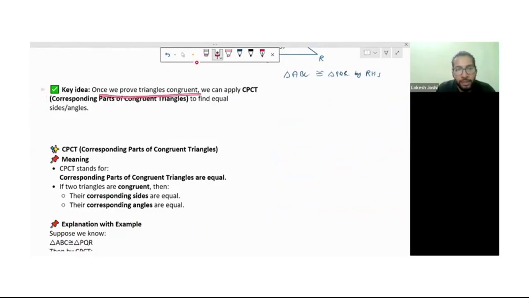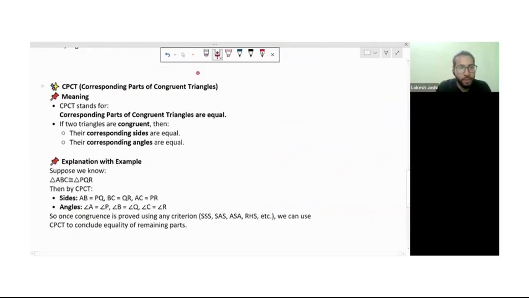Once we prove triangles are congruent, we can apply CPCT. So what is CPCT? Its full form is corresponding parts of congruent triangles. It means if two triangles are congruent, then their corresponding sides are equal and their corresponding angles are also equal.